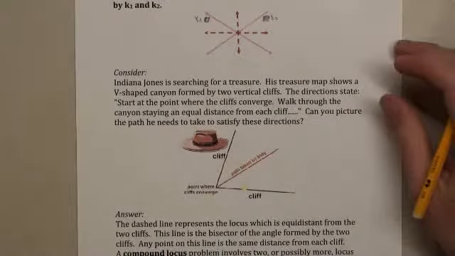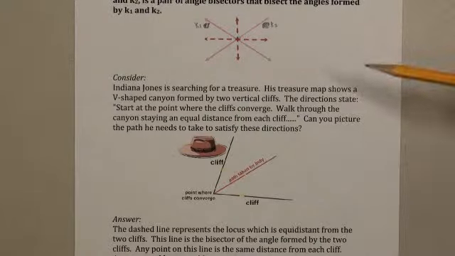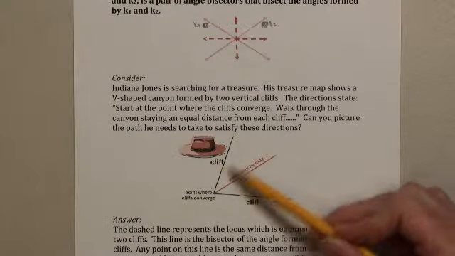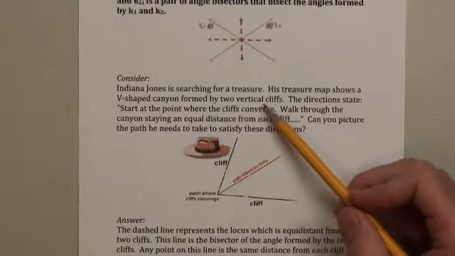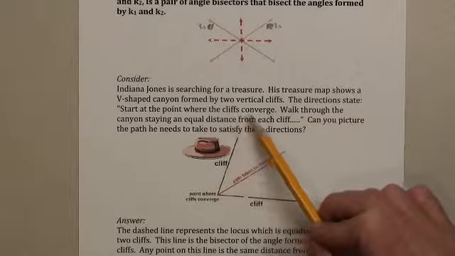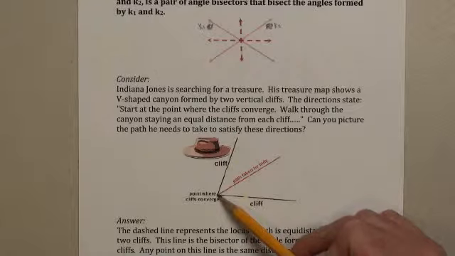So let's look at this consider problem. Indiana Jones is searching for a treasure. His treasure map shows a V-shaped canyon. You can see the V-shaped canyon right here, formed by two vertical cliffs. The directions state, start at the point where the cliffs converge. That's right here, where they come together. Walk through the canyon staying an equal distance from each cliff. Can you picture the path he needs to take to satisfy these conditions?